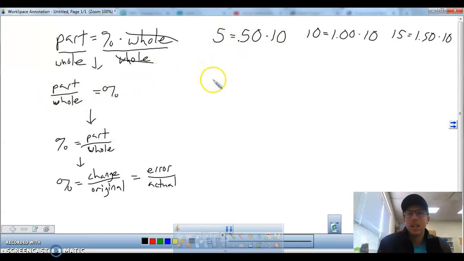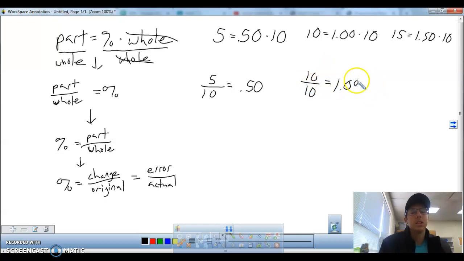So if we take this same example again, 5 over 10, the part over the whole, is 0.5 or 50%, right? Or 0.50, same thing. 10, the part here, over the whole, 10, is 1 or 100%. Okay? 15, the part here, over the whole 10, well, this is a bigger part than the whole, right? So this is actually going to be 150% or 1.50.